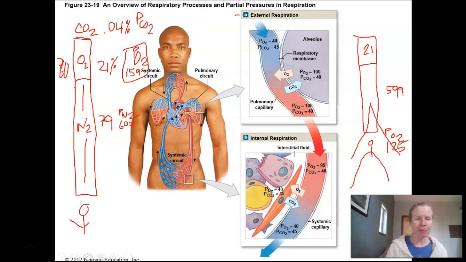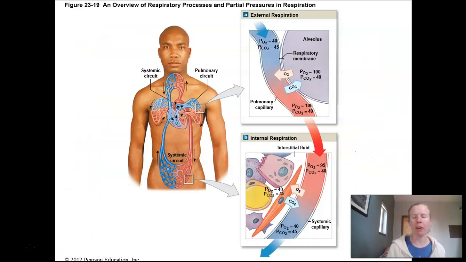The other half, right, of what kind of rules the diffusion of these gases across the respiratory membrane has to do with Henry's law. And Henry's law basically is saying that at a given temperature, right, so you hold that constant, but at a given temperature, the amount of gas in a solution, the amount of gas that actually diffuses into solution, is directly proportional to the partial pressure of that gas.